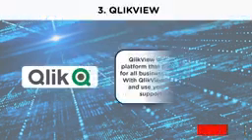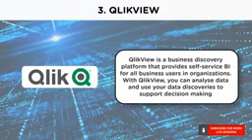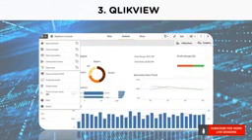At number 3, we have another important growing data analysis tool, that is QlikView. QlikView software is a product of Qlik for business intelligence and data visualization. QlikView is a business discovery platform that provides self-service BI for all business users and organizations. With QlikView, you can analyze data and use your data discoveries to support decision-making. QlikView is a leading business intelligence and analytics platform in Gartner Magic Quadrant. On the screen, you can see how the interface of QlikView looks like.